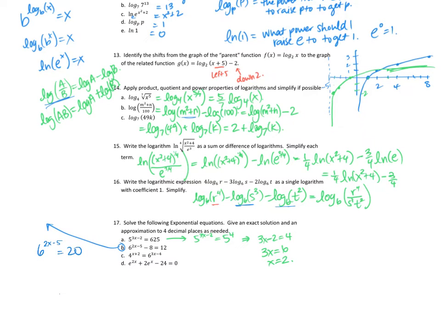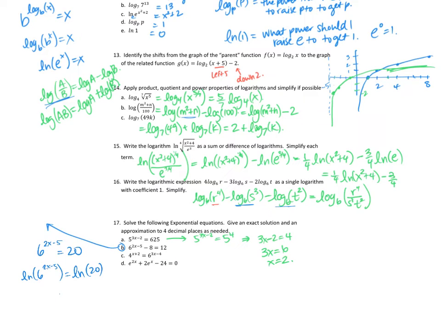So I'm just going to go ahead and take the natural log of both sides. You could do a log base 10 if you want. I'm going to do a natural log because I know on my calculator, natural log and log base 10 are the only 2 buttons I have. So I could do a log base 6, but it's not going to be something I can type into my calculator. So I'm just going to go ahead and do a natural log of both sides. So we'll have natural log of 6 to the 2x minus 5 is equal to natural log of 20.